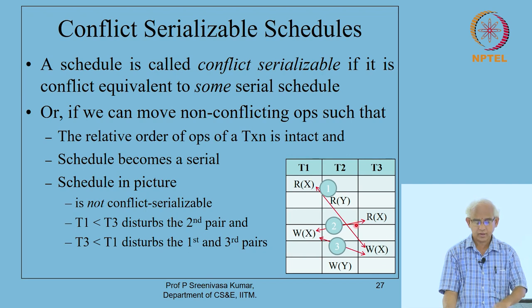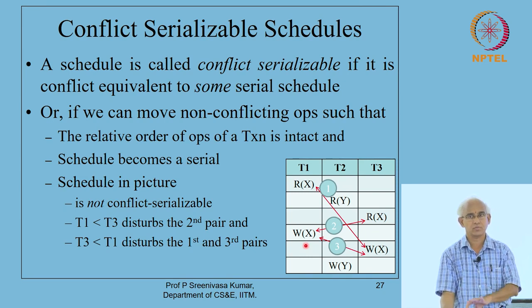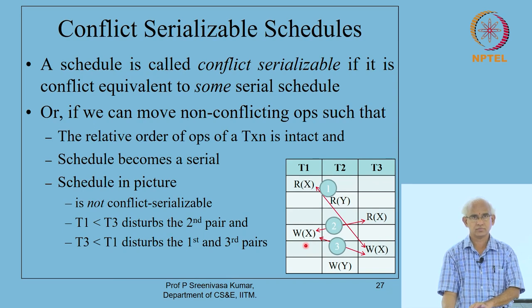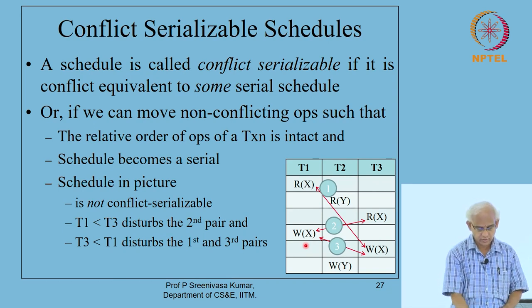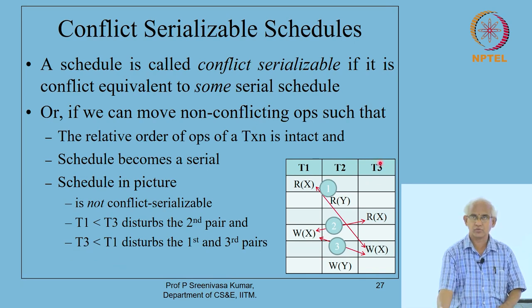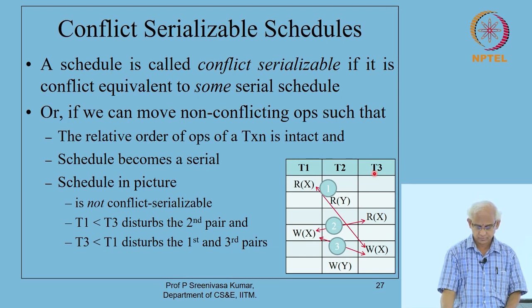Okay. So, I can't try showing that this particular schedule is conflict equivalent to some schedule in which operations of T1 come first and then the operations of T3 come later. In a similar way, if you try to argue that T3 operations I put before the operations of T1, then also the other pairs will get disturbed.